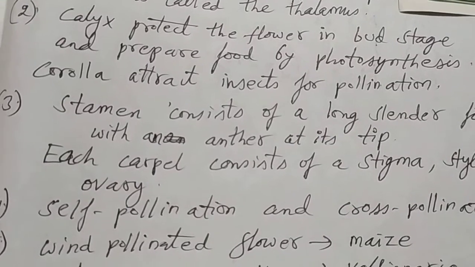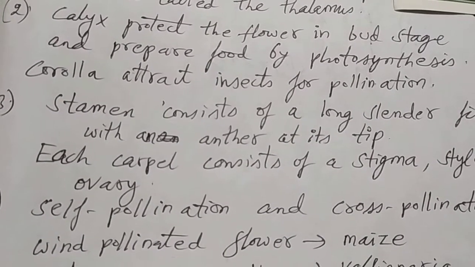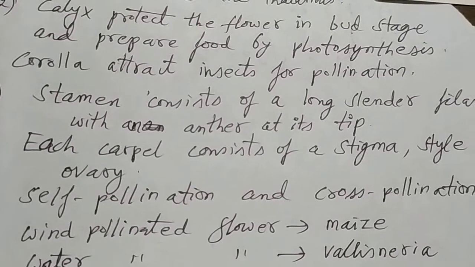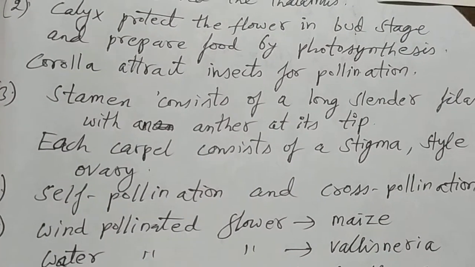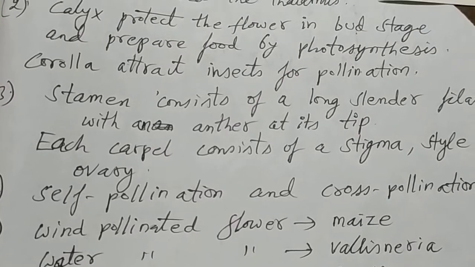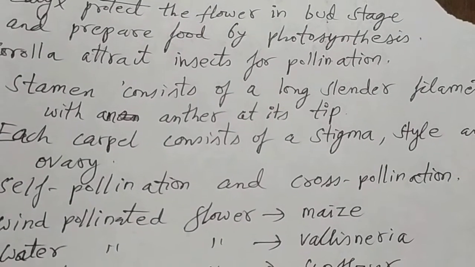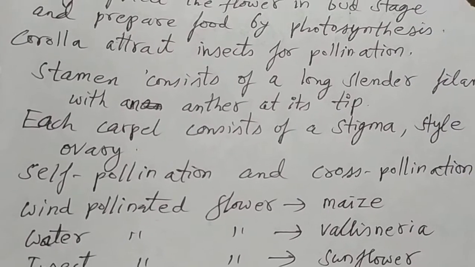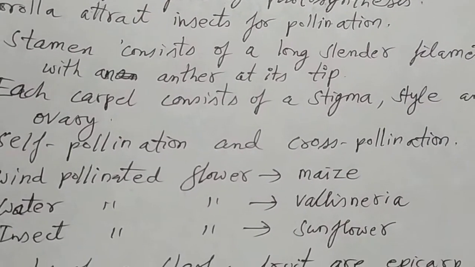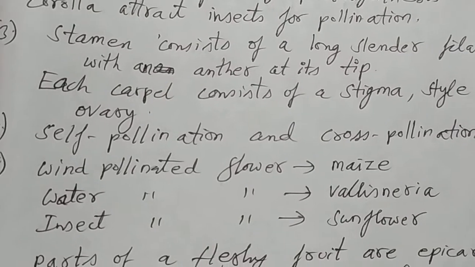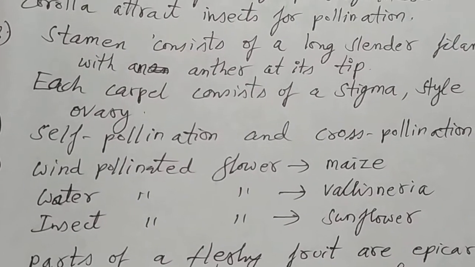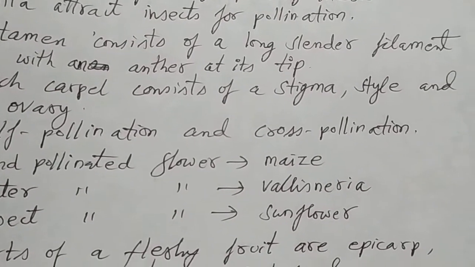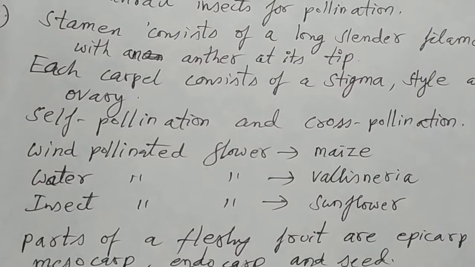Third one is, what are the parts of stamen and carpel? Third question is short question. Stamen, as you know, is the male part of the flower, and each stamen consists of 2 parts, a long slender filament and an anther present at the tip. So next one is carpel. Carpel is the female part of the flower. It consists of 3 parts, stigma, style and ovary.